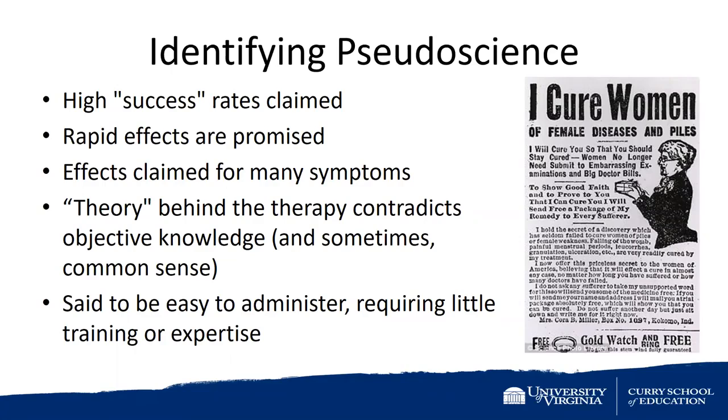So other elements to be wary of: pseudoscientific approaches tend to have really high, quote-unquote, success reports claimed. They tend to promise rapid effects. They tend to claim effects for many different symptoms. When you ask someone promoting this intervention about the theory behind it, it can often contradict common sense. So oftentimes we tend to discount our common sense, but when hearing about such interventions, rely on that.